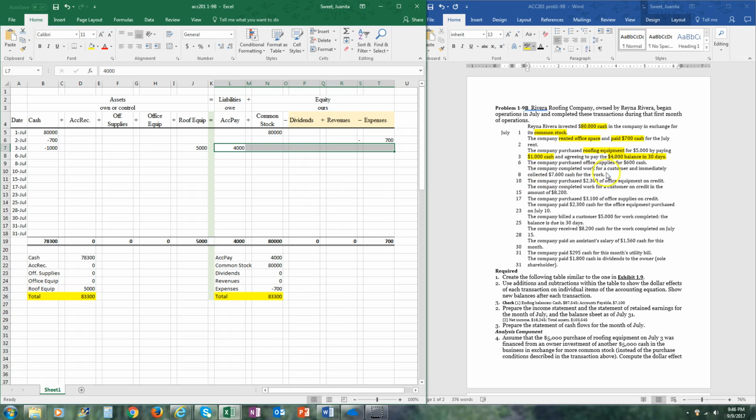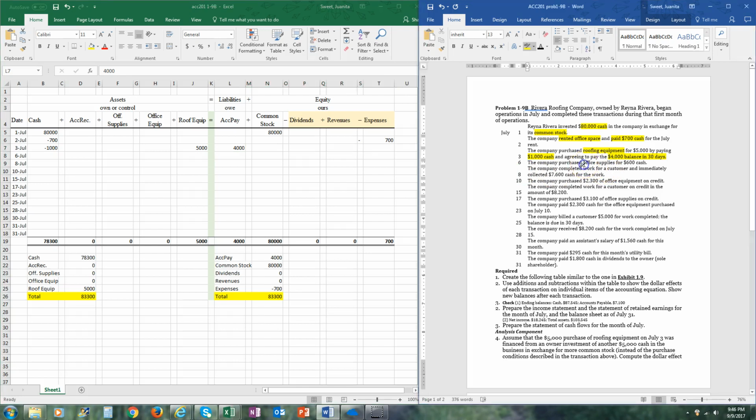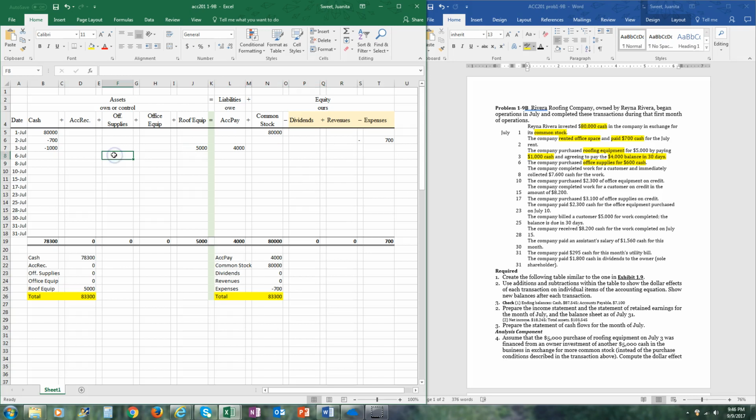On July 6th, we purchased the office supplies, cash. Office supplies are an asset, something that we're going to put in the inventory, a cabinet of supplies to draw on. We have a value there of $600. How did we get them? We paid cash. I think that the transactions that have cash are the easiest ones of all.